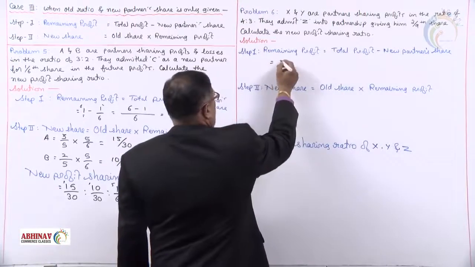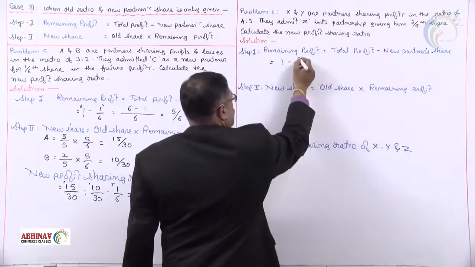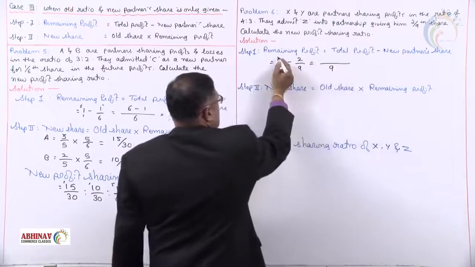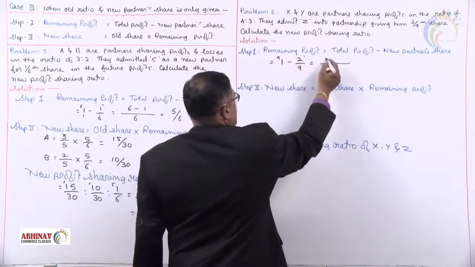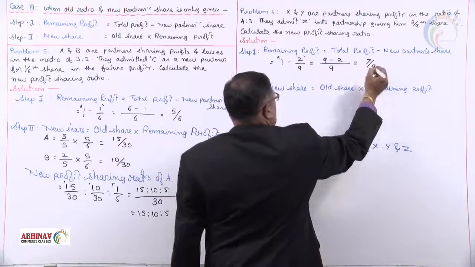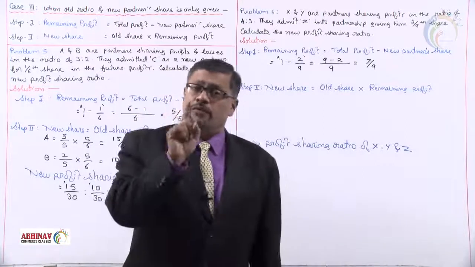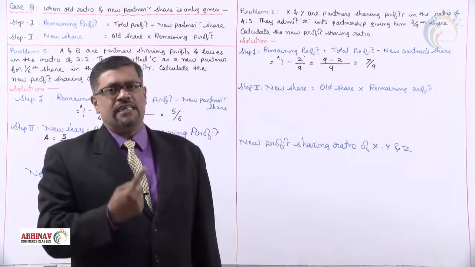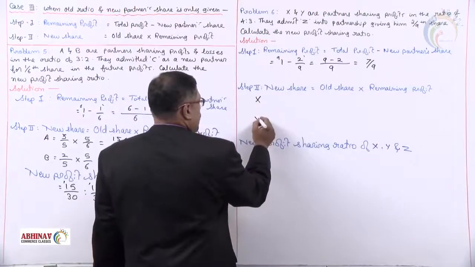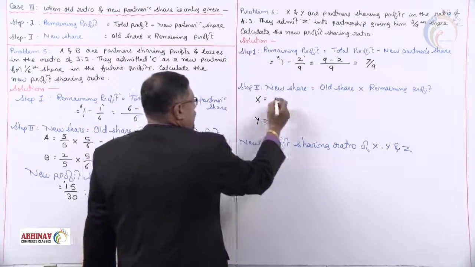Let the total profit be 1. The new partner's share is 2 upon 9. So the LCM here will be 9. Multiply this by 9, this by 1. What we get is 9 minus 2, 7 upon 9, which is the remaining profit that will be distributed among the old partners in the ratio. The old partners are X and Y. What is the ratio? 4 is to 3.